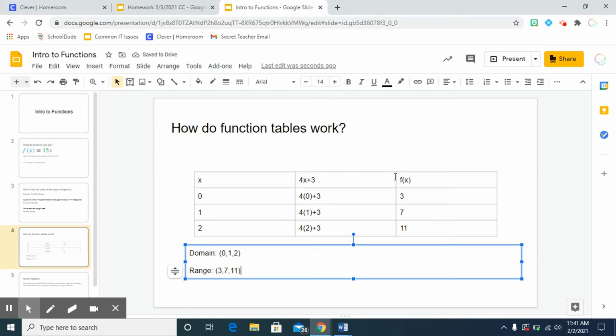So big takeaways from this slide. Take a random x, plug it into the equation that you have, find what your f of x is, and then when you're done, write your domain, which is your x, in order from least to greatest, and then write your range, which is your f of x, in order from least to greatest.